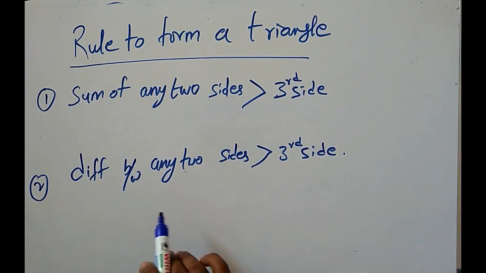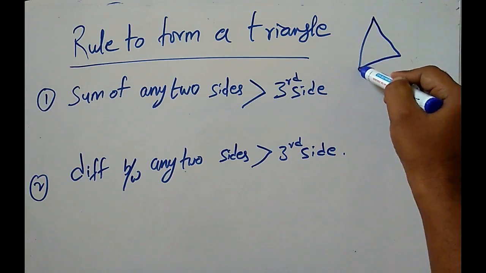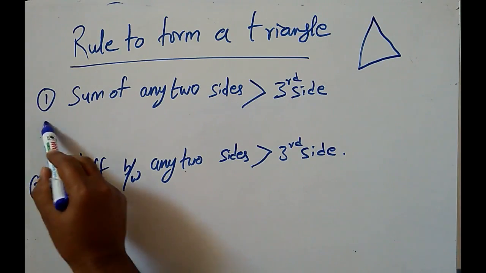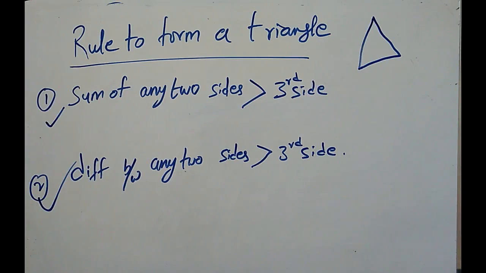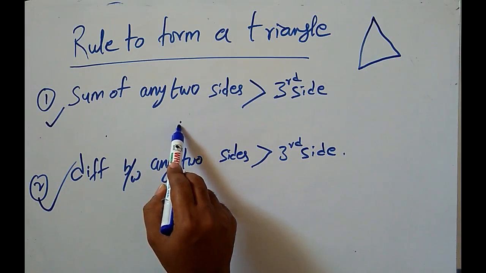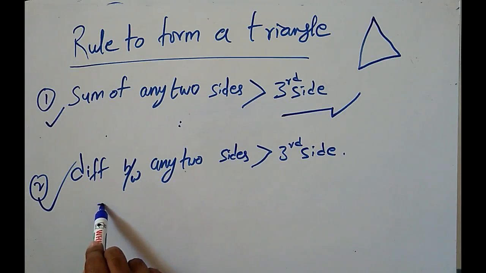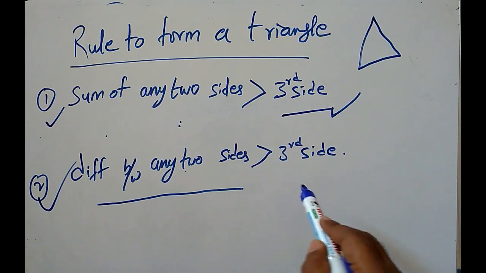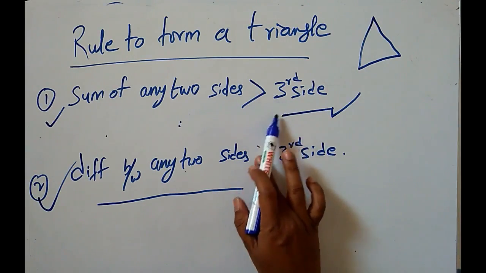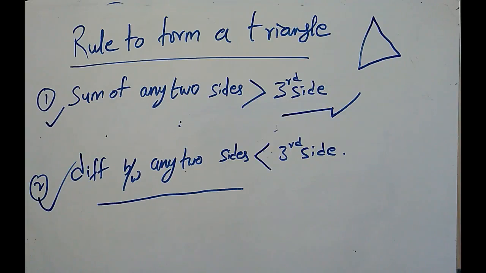Can any 3 sides form a triangle? No, friends. These 3 sides of a triangle should follow 2 rules. Rule number 1 and rule number 2, these are called golden rules for me. Sum of any two sides should be greater than the third side. In the same way, the difference between any two sides should be less than the third side.